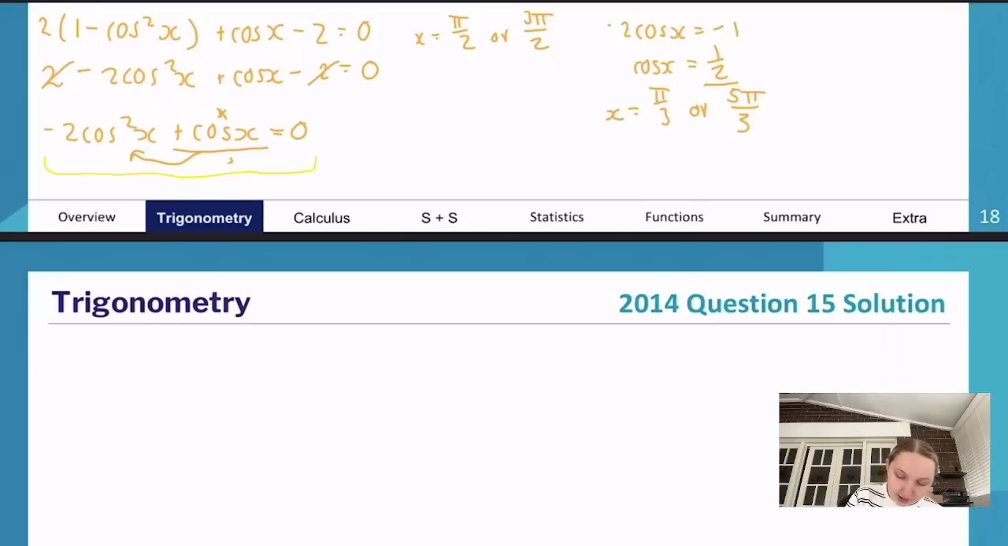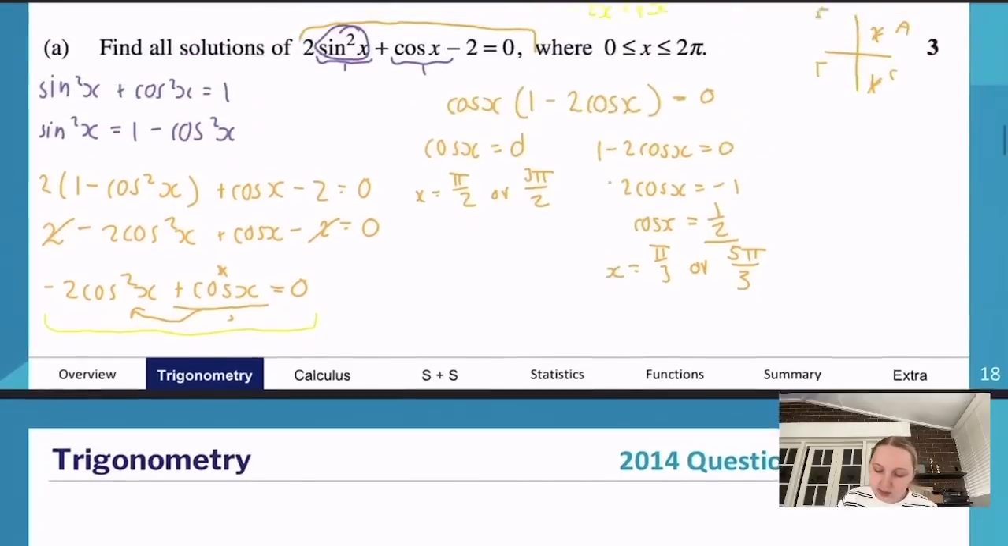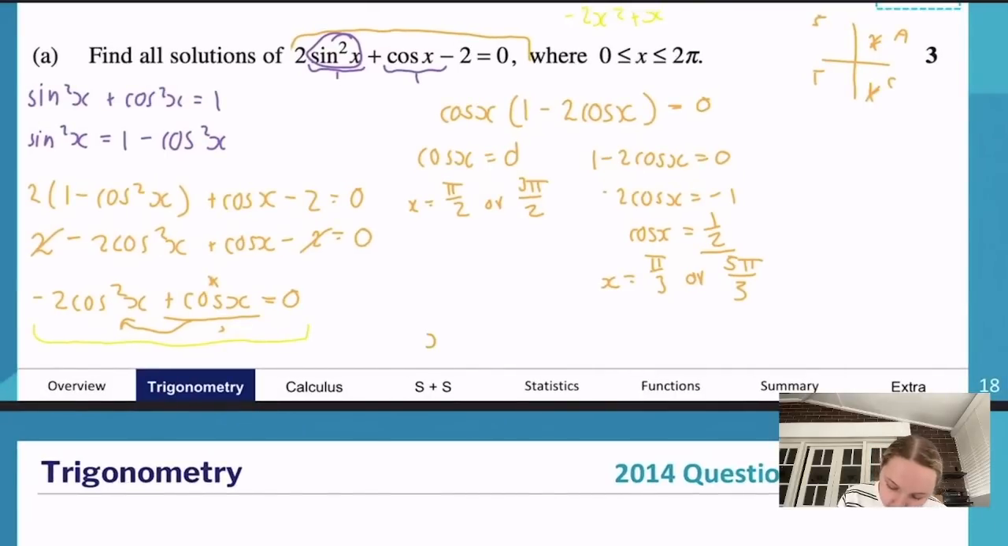We don't need this much room because we're nearly done. X, therefore, is equal to pi on 3, pi on 2, 3 pi on 2, and 5 pi on 3. And that brings us to the end of that question.